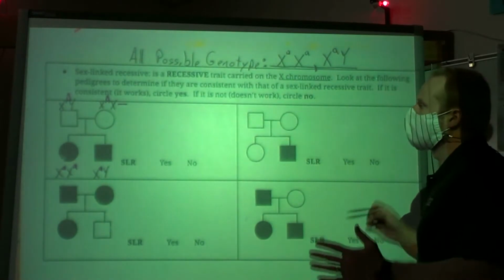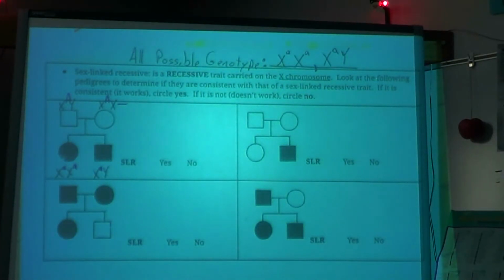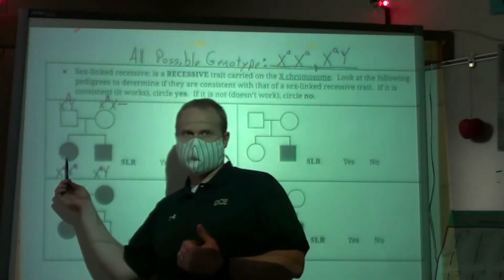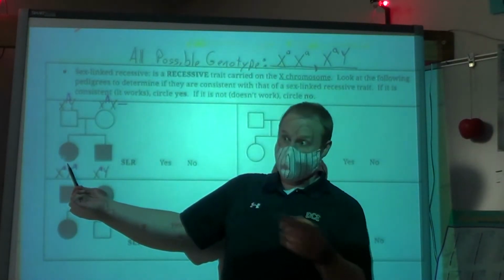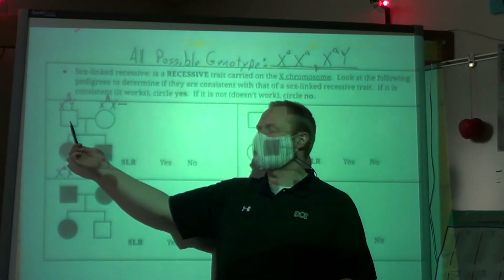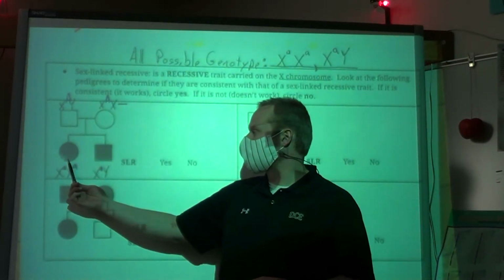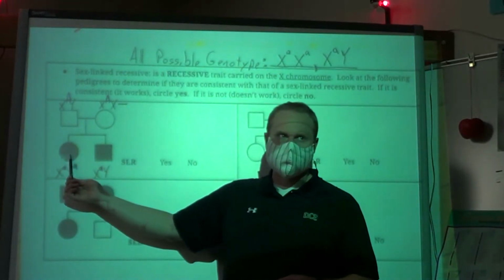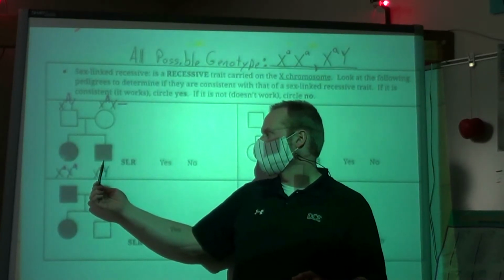So for sex-linked recessive, we use X big A, X little a, or a Y. Those are the possible alleles. Shaded means they have the trait in question. Non-shaded means they don't have the sex-linked recessive trait. So this circle is male or female? Female. And square is? XY.